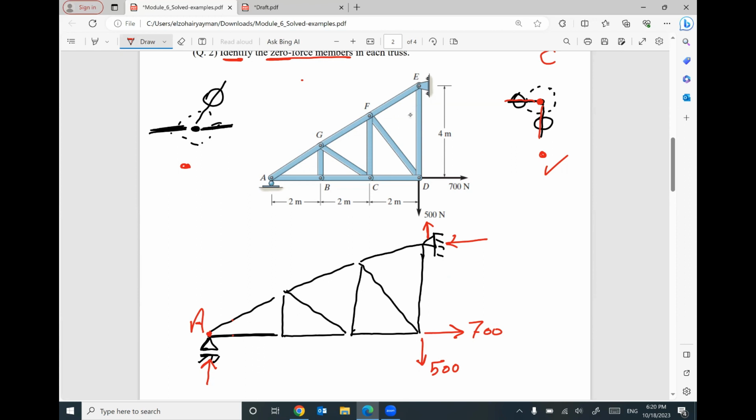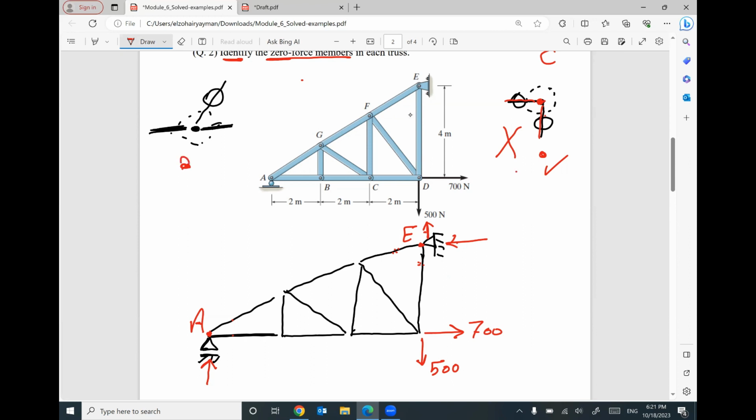At joint E, this joint has two members only, but unfortunately we have reactions at this joint, so forget it. Looks like this case does not exist. We don't have a joint with two members only and no given reactions or force at this joint. We have a joint with two members, but we have reactions. That makes sense? So I will forget this case.